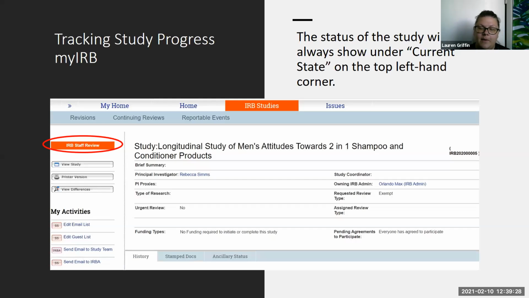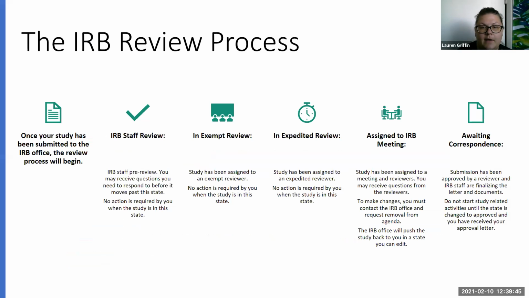So how do you monitor your study in myIRB? When you log into the system and you've created a study and submitted it to us, you'll always be able to check on it. This little box on the upper left-hand corner tells you where it is within our process. As soon as you submit your study to us, we start our review process. First off, it goes to IRB staff.